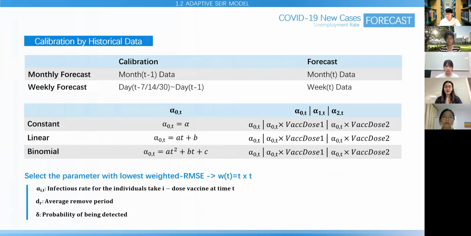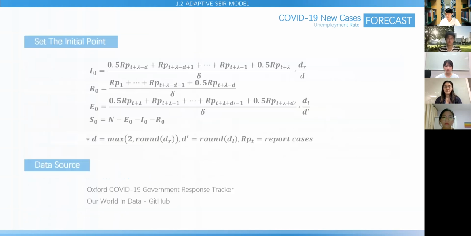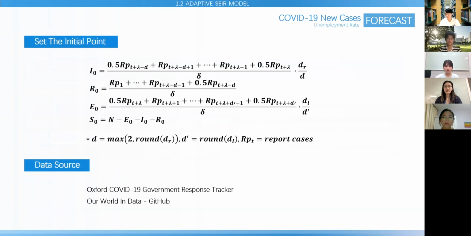Otherwise, as we observe the alpha trend, we calibrate alpha in the following 3 modes. In UK and Singapore cases, the constant one works well. In US cases, the linear one stands out. Thus, we calibrate the alpha value in different forms for different countries. How to set the initial point and data is another key problem. Here we illustrate our initial point calculation methods and where our data comes from. This is a brief introduction to our SEIR model framework. The model results will be introduced in the following section.